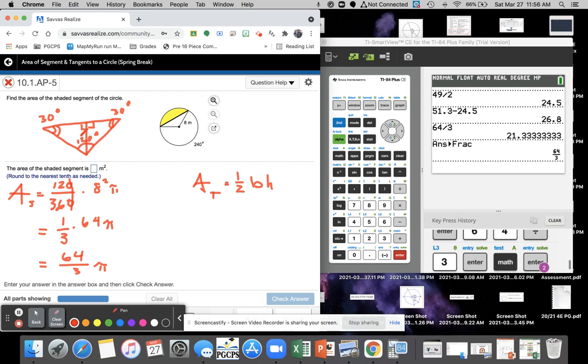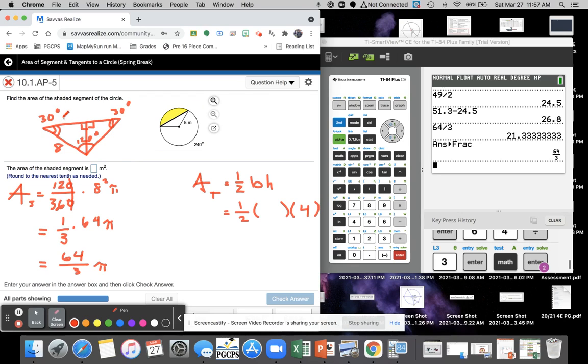Since we have a 30, 60, 90-degree triangle, we go to our theorem. Our theorem says that the height of this triangle would be x and this is 2x. So if we know that this is 8, 2 times 4 will give us 8. That means this side length right here is 4, so our height is 4. So we have our base, and then we have our height.